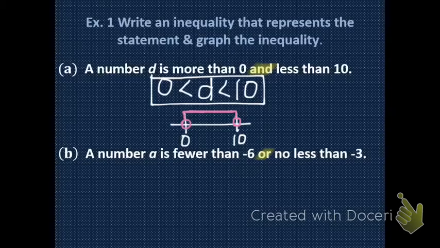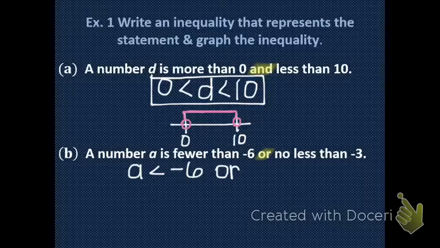So let's write the first one. A number A is fewer than -6. What's that going to look like? A is less than -6. Very good. Now remember, this is key. The word or has to go into your final answer. So go ahead and drop down the word or.